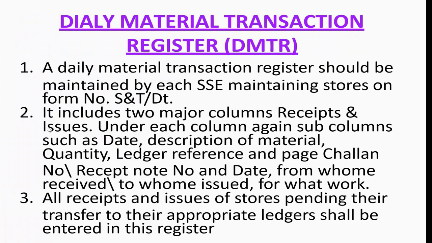Daily material transaction register, DMTR. 1. A daily material transaction register should be maintained by each senior section engineer maintaining stores on form number SMT. It includes two major columns, receipts and issues. Under each column there are subcolumns such as date, description of material, quantity, ledger reference and page, challan number, receipt note number and date, from whom received or to whom issued, and for what work. 2. All receipts and issues of stores pending their transfer to their appropriate ledgers shall be entered in this register.